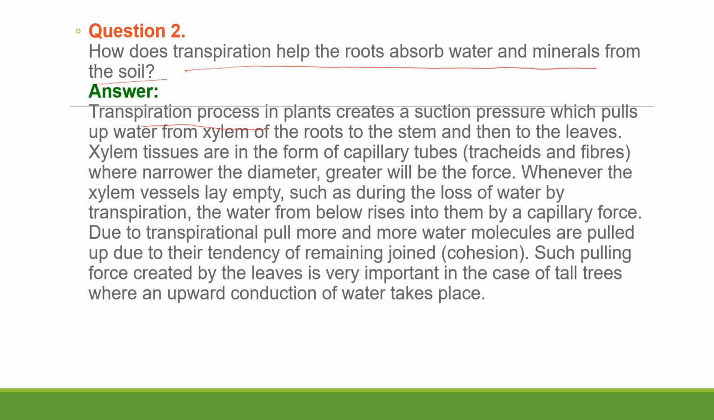Now the transpiration process in plants creates a suction pressure which pulls up water from the xylem of the roots to the stem and then to the leaves. So it is the transpiration pull that is helping to pull the water from the xylem of the roots to the stem, and then it is transported to the leaves. So what is the function of xylem tissues? To transport the water. Phloem is transporting the food, so xylem is transporting the water and minerals.